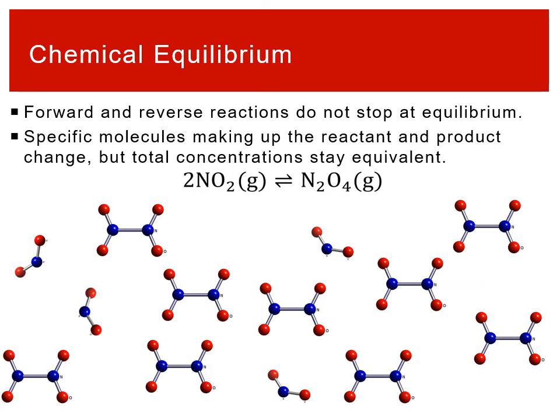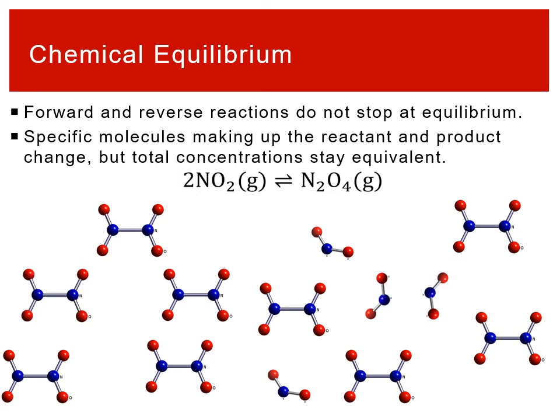One thing that's important to remember, though, even though the concentrations are all staying the same, the reactions don't stop. Molecules in this reaction mixture are all still colliding. They're all still undergoing changes. So if you have this reaction mixture, say 2NO2, the small molecules, combining to give N2O4, the big molecules, what we say at equilibrium is that the forward and reverse reactions both happen at the same rate.